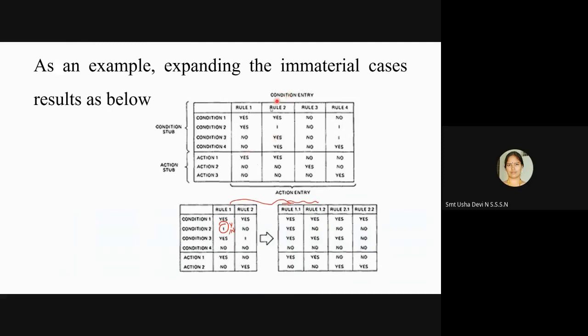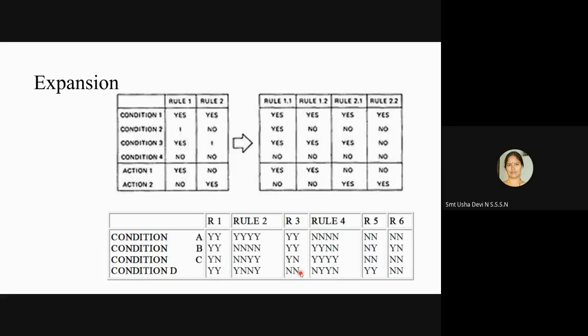I told you about the immaterial case, the don't-care case. Suppose you expand this table, then this rule 1 is going to be rule 1.1 and 1.2. One time condition 2 takes yes value, and the other time condition 2 takes no value. So yes, yes, yes, no. Yes, no, yes, no. Next, yes, no, yes, no. Yes, no, no, no. This is the expansion.